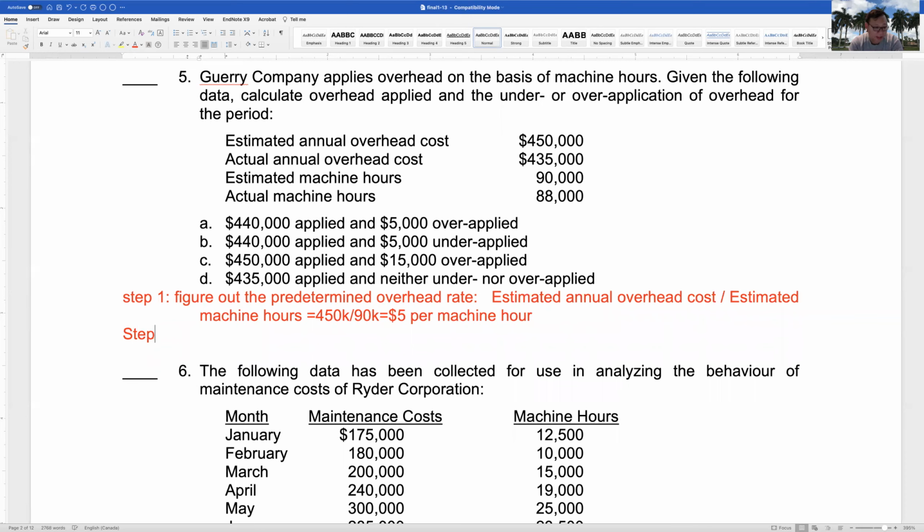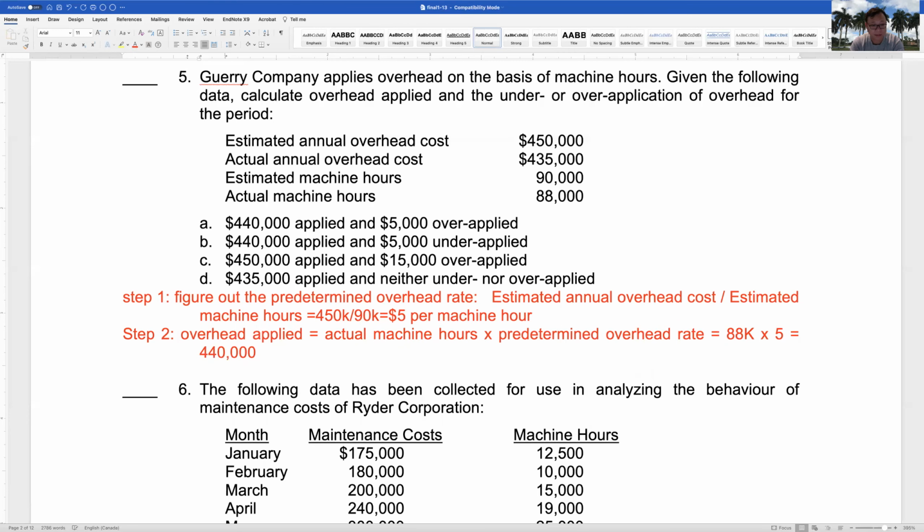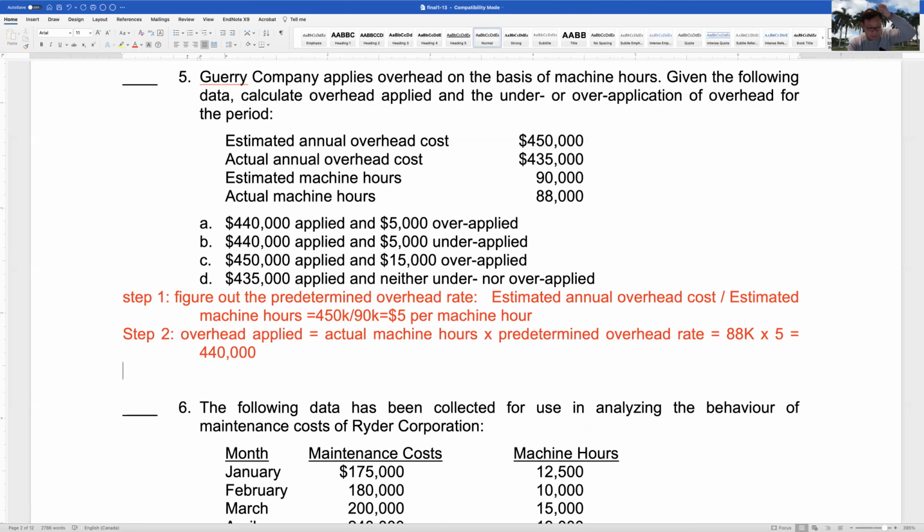Step two is to figure out how much you applied. Overhead applied equals actual machine hours times the predetermined overhead rate. So that will be 88,000, the actual machine hours, times 5, which equals 440,000. So that's step two.